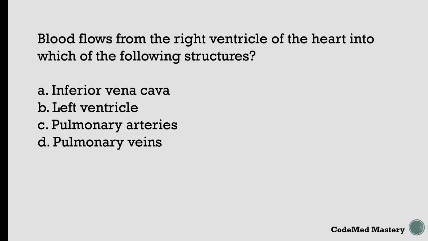Next question. Blood flows from the right ventricle of the heart into which of the following structures? Option A, inferior vena cava. Option B, left ventricle. Option C, pulmonary artery. Option D, pulmonary veins. The right answer is option C, pulmonary arteries.